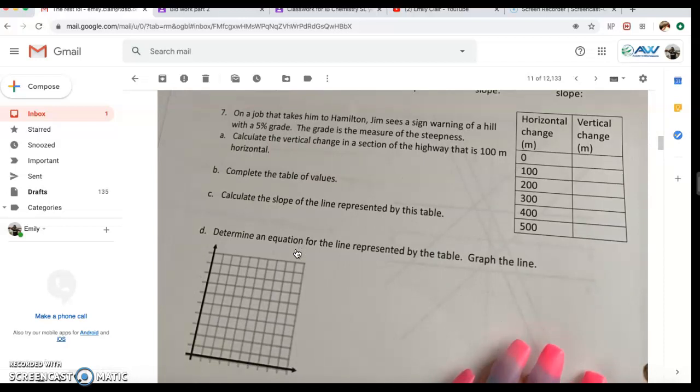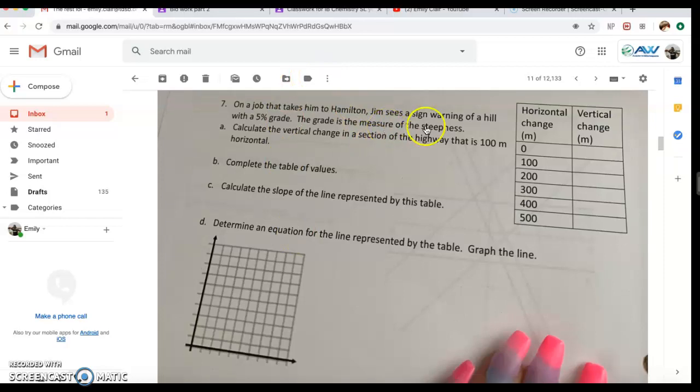All right, on a job that takes him to Hamilton, Jim sees a sign warning of a hill with a 5% grade. The grade is the measure of the steepness, okay, so steepness is related to slope. Calculate the vertical change in a section of the highway that is 100 meters horizontal.